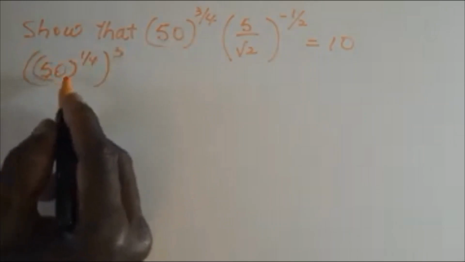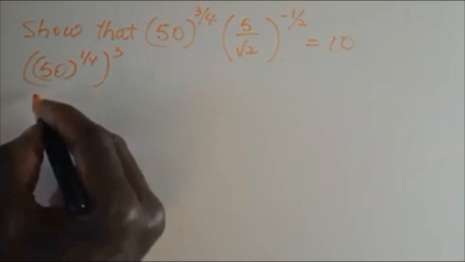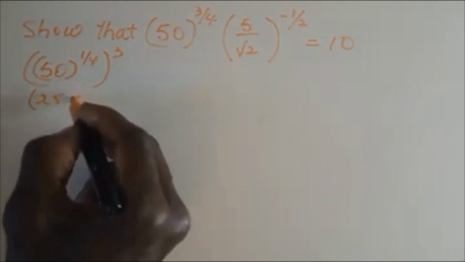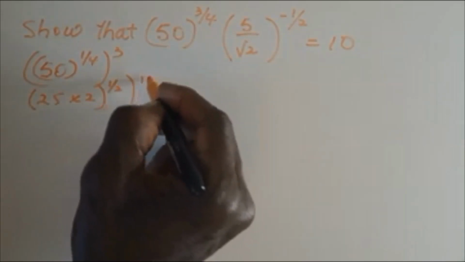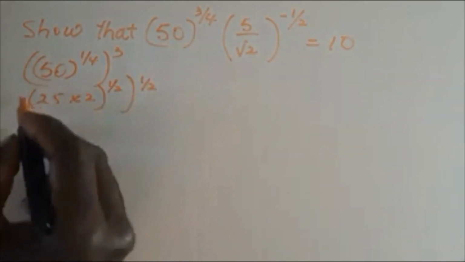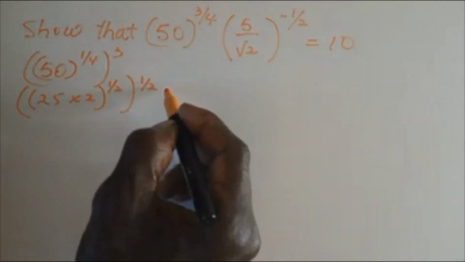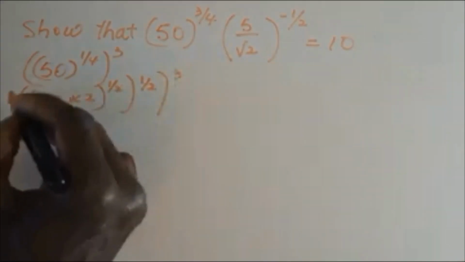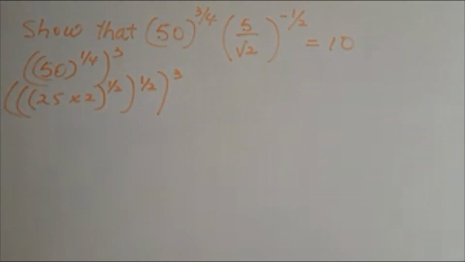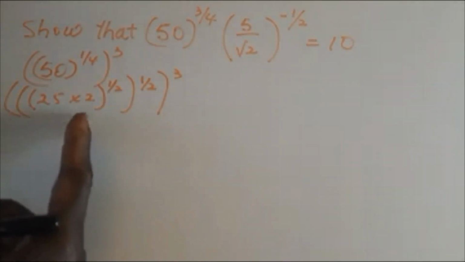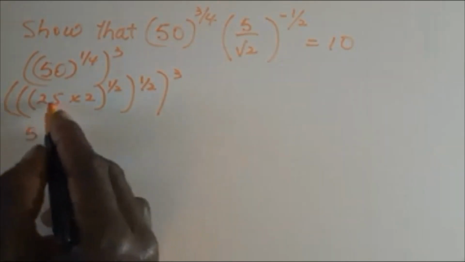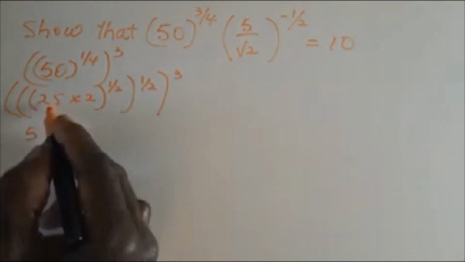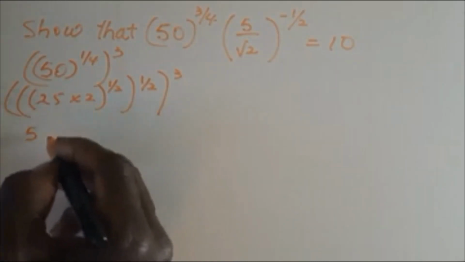And further to that, we can simplify what's in the brackets here to write this as 25 times 2. Raise this to half, and then we have another half, which is the quarter, and then finally out here we have it cubed. Now we can simplify this in here to give us 5, because the square root of 25 is 5, and we have root 2.